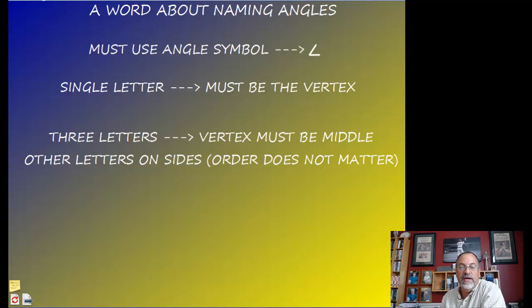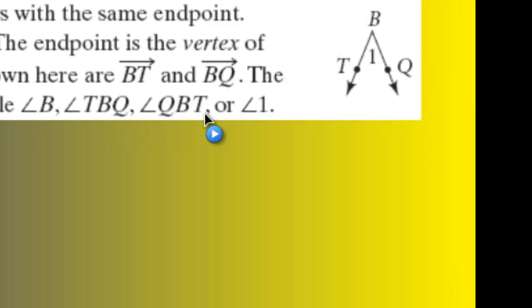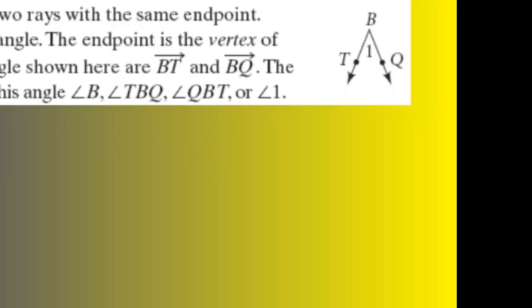And again, if we go back here to the example, they said TBQ and QBT. Notice in both examples, B is in the middle. The middle letter must be the vertex of the angle. You can then use T and Q or Q and T. That order doesn't matter, but the middle letter must be the vertex.